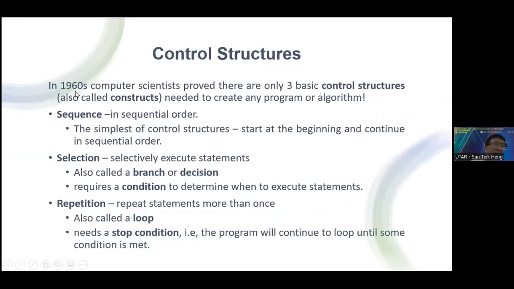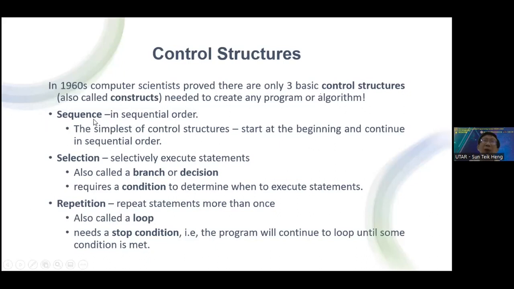Now, in the year 1960, computer scientists already proved that your program actually requires only three basic control structures, also known as constructs, which are sequence, selection, and repetition. By knowing these three things, you are able to produce any program. Just three things only. Now, sequence.